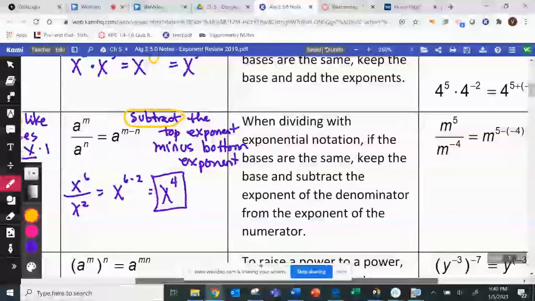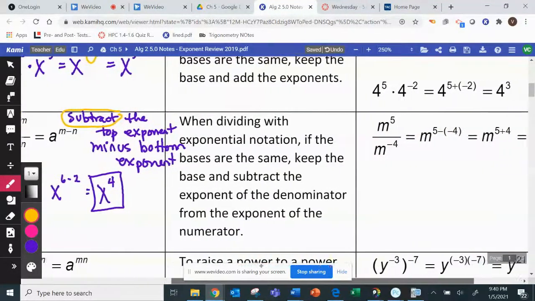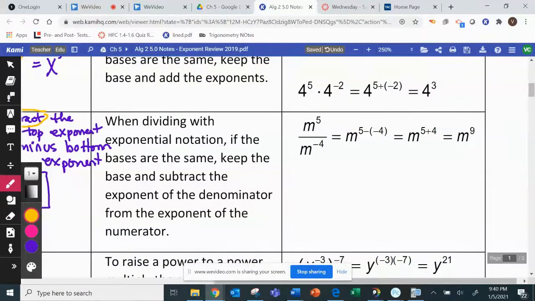And then over here is everything that I said in words, and then some more examples. In this example right here, we have a negative exponent, which we're going to talk about today as well. We have a negative exponent. So when we go and we do m to the fifth, and then we subtract the negative 4, that turns into addition.